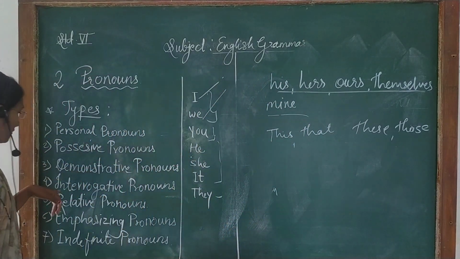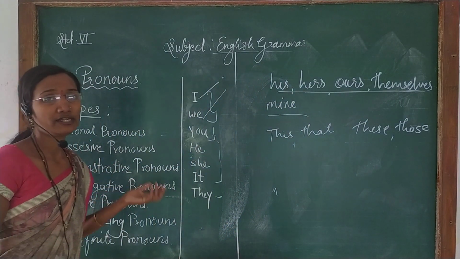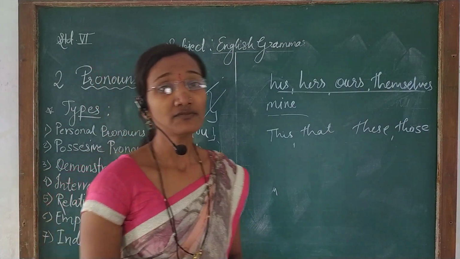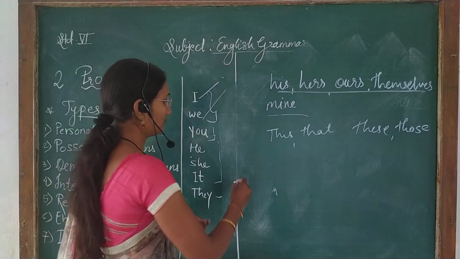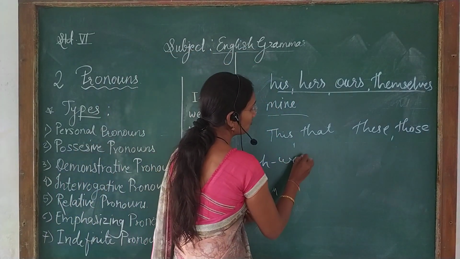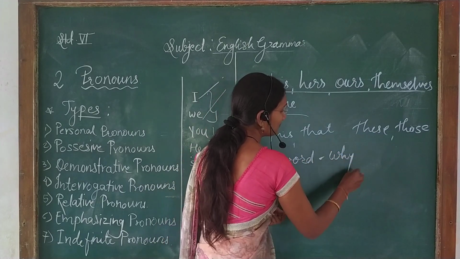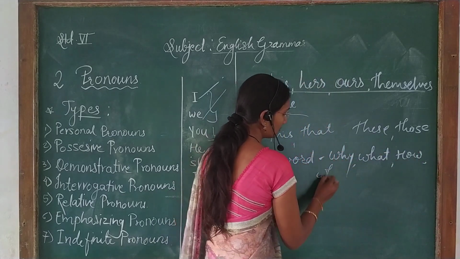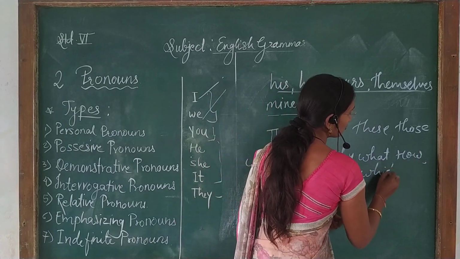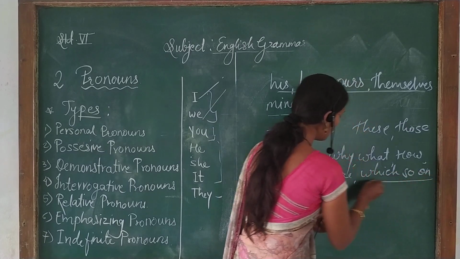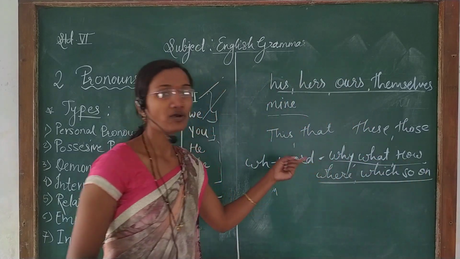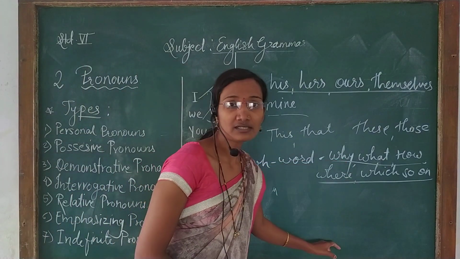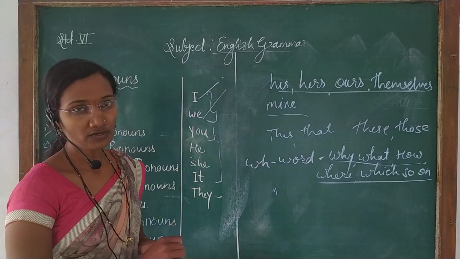Next type of pronoun is interrogative pronoun. It is so simple. Interrogative means we use some words to ask the questions, okay. So what types of words we use to ask the question? WH words, okay. So WH words we use to ask the question, such as why, what, how, then where, which, so on, okay. So you know all these words. We use these to ask a question, that is called interrogative words, okay. And when we use such types of words as a pronoun, that is called interrogative pronouns.